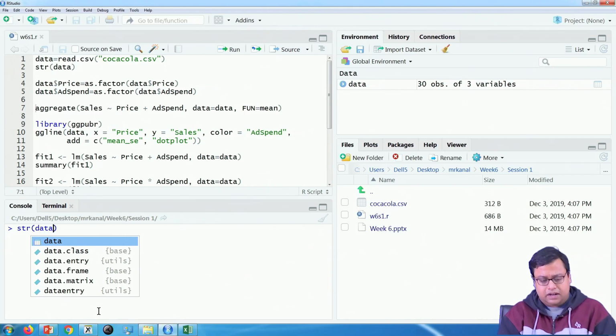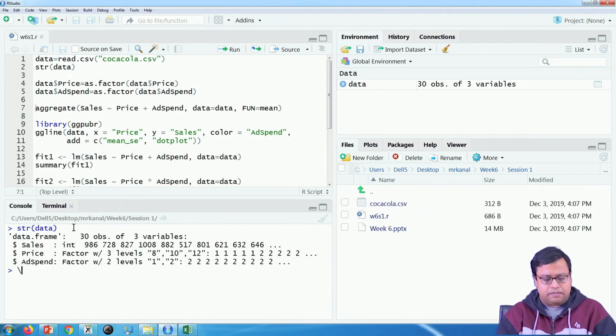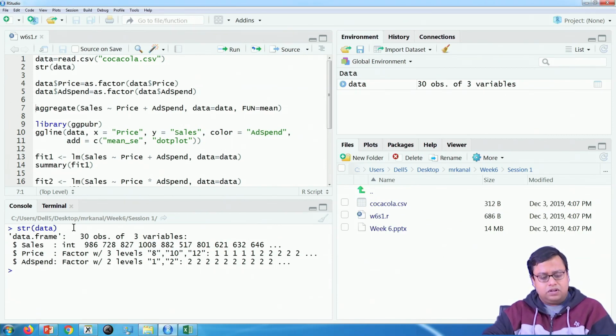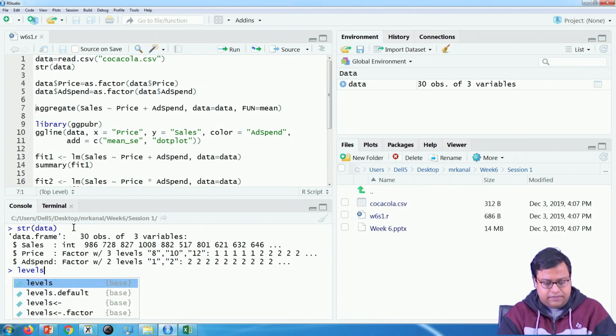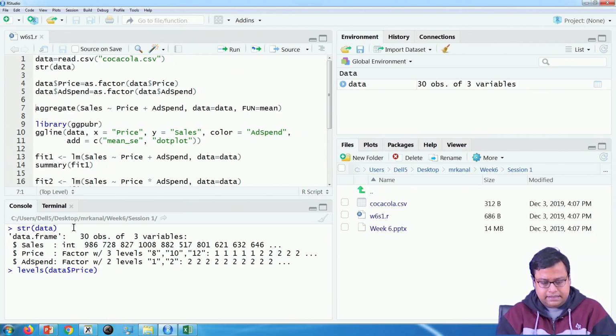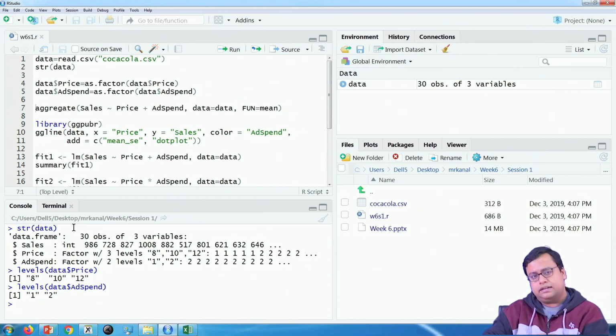So, the structure of the data right now: sales is integer, and price and advertisement spend are both basically factor variables. Price is a factor with 3 levels: 8, 10 and 12. You can also see it like this, levels within brackets, data dollar price, and it will say that I have 3 levels, 8, 10 and 12. Ad spend has 2 levels, 1 and 2. So, this is there.